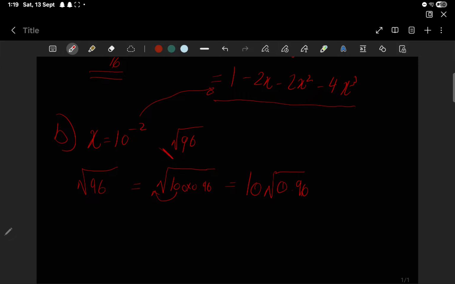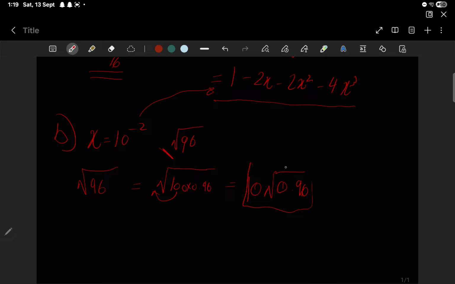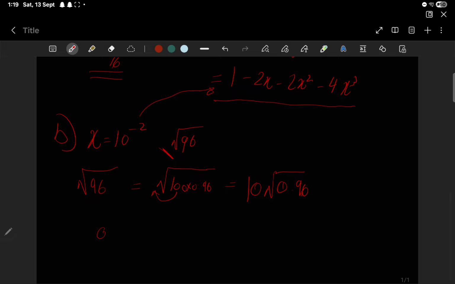Now, our goal here is again to somehow get the approximation for radical 96 using this, which, if you substitute it, will give me 0.979797. But if you substitute this here, you're going to get 9.79979797. So as you can see, it's 10 times this, which is essentially what we got. So radical 0.96, or 0.96 to the power of 1 over 2.